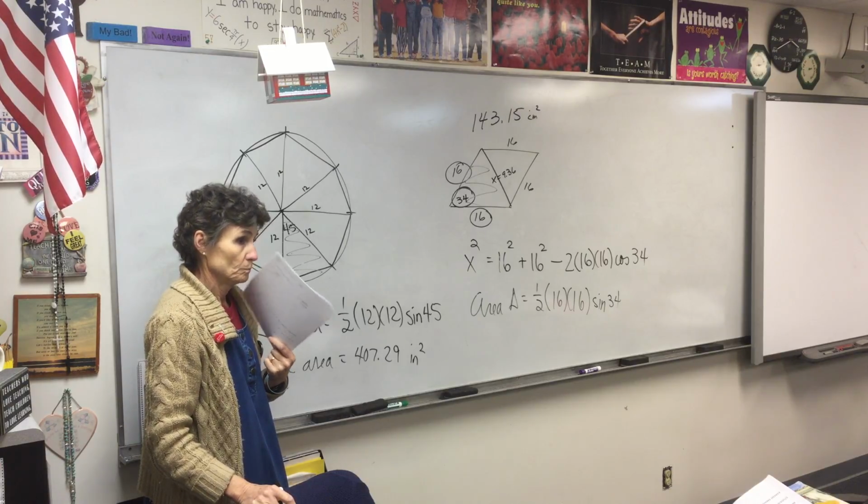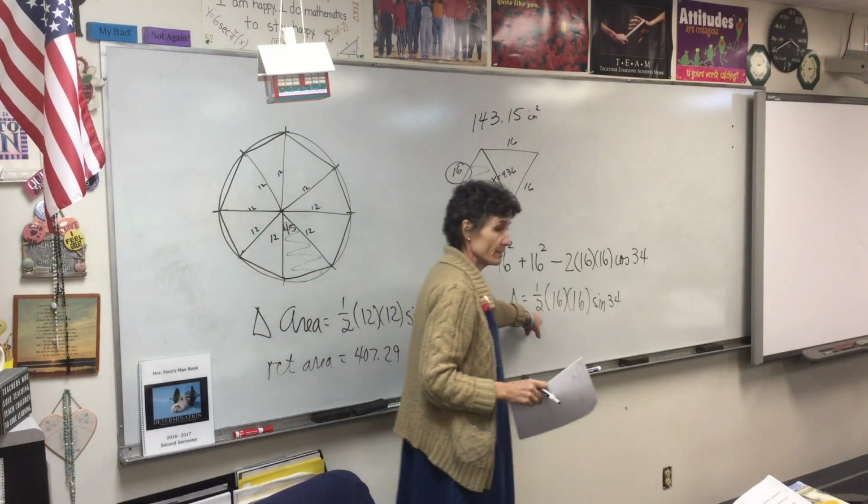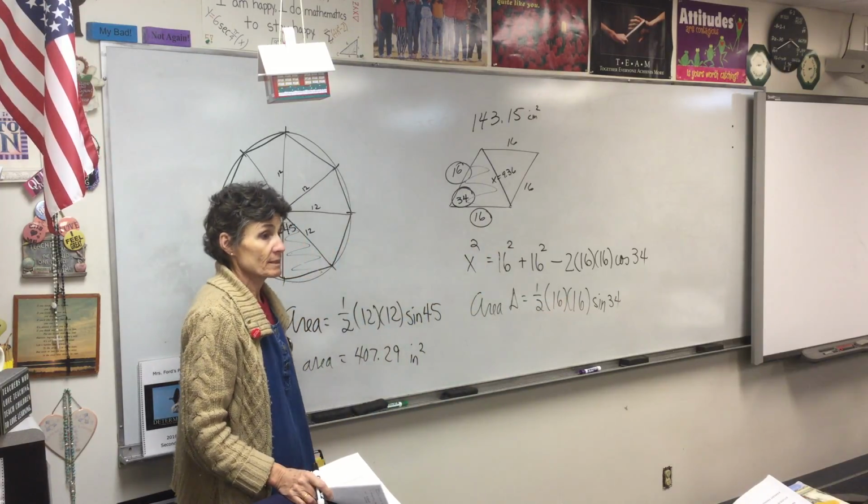At one point we had 71 or something. 71 was the area of the triangle. Doubled it to get the area of the whole rhombus.